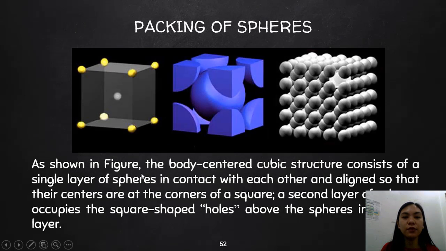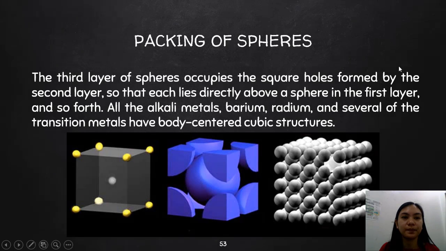And it says here, as shown in the figure, the body-centered cubic structure consists of a single layer of spheres in contact with each other and aligned so that their centers are at the corners of the square. A second layer of spheres occupies the square-shaped holes above the spheres in the first layer. Ang sinasabi lang po dito yung diniscuss ko na kanina. Diba? Kunyari meron kang 4 sa baba, yung susunod na layer is ilalagay doon sa gitna ng square na yun, if we imagine that these spheres are your atoms. So, ganun lang siya nagpatong-patong. That's how you do the BCC structure.